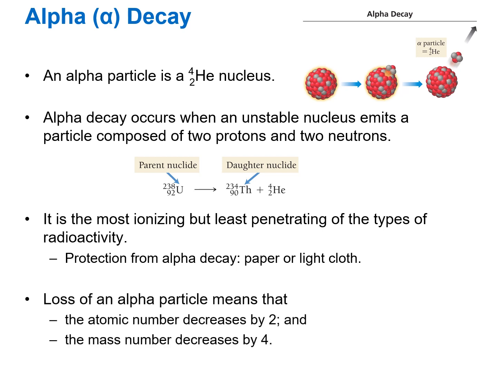The loss of an alpha particle means that the atomic number, like I said, is going to decrease by 2, and that the mass number decreases by a total of 4, because not only are we losing 2 protons, we're losing 2 neutrons.